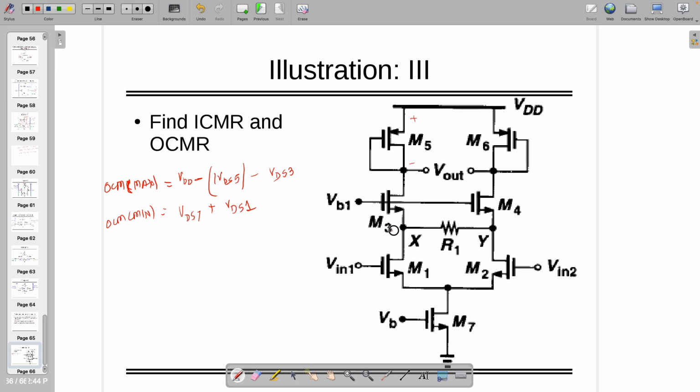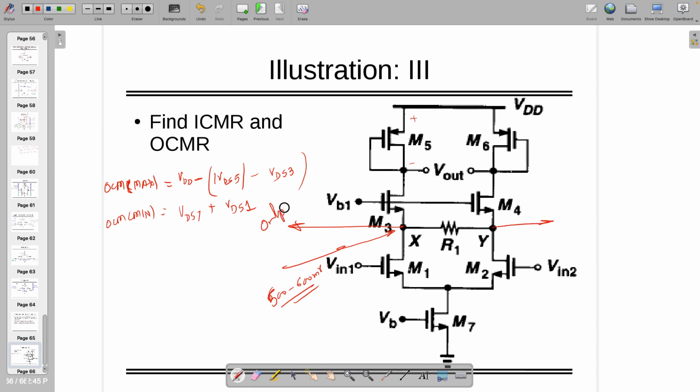Very simple. So at this node, I need at least 500 to 600 millivolts, so that this will be in saturation, right? Both the transistors are in saturation with 300 millivolts. VDS3, I kept it, right? This is output, right?